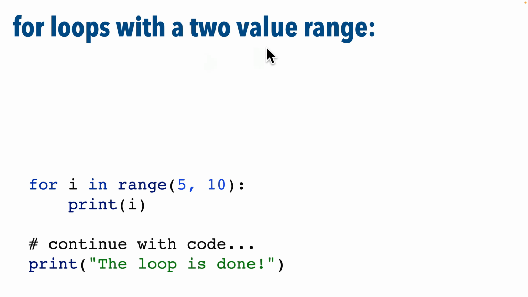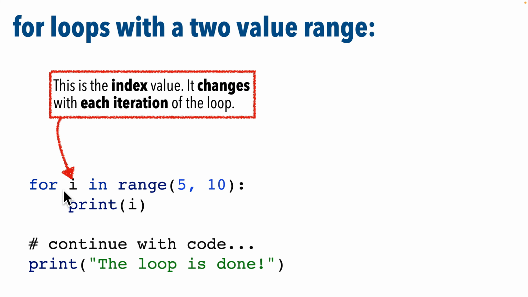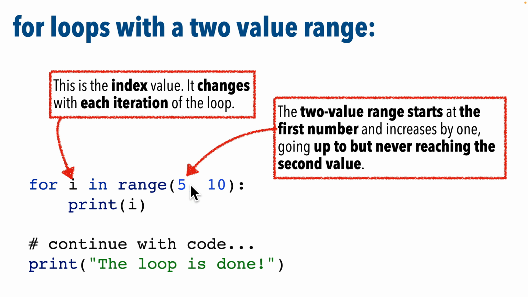This is a for loop with a 2-value range. Now the start is just like the prior loop. We have for, an index value. In here we'll use the name I again, then the keyword in, and our range. But between the parentheses of the range, we have 2 values in there separated by a comma. Now the first value is where we start our loop.